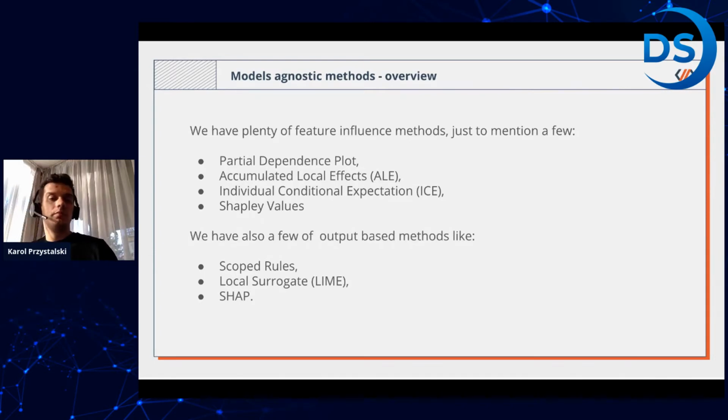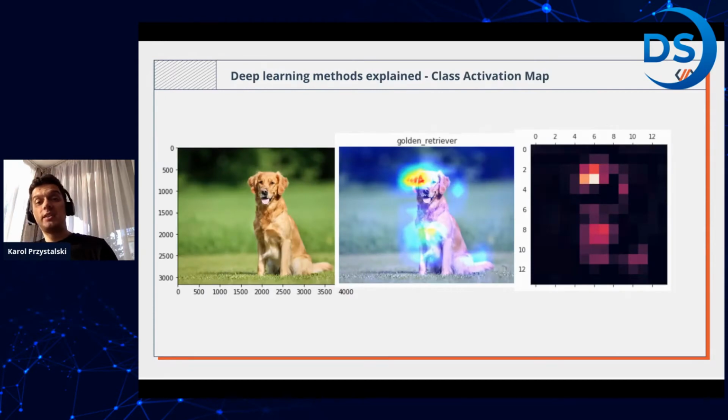The second type is based on output. So we have the SHAP methods and LIME. You also have Python libraries exactly for that, which implement this kind of method to explain the black box methods.